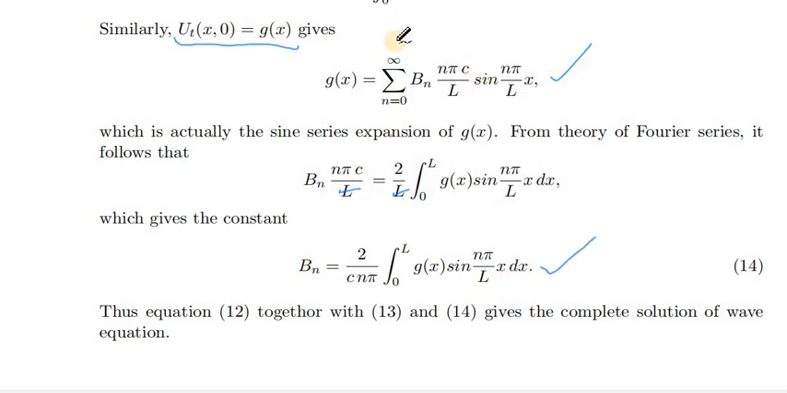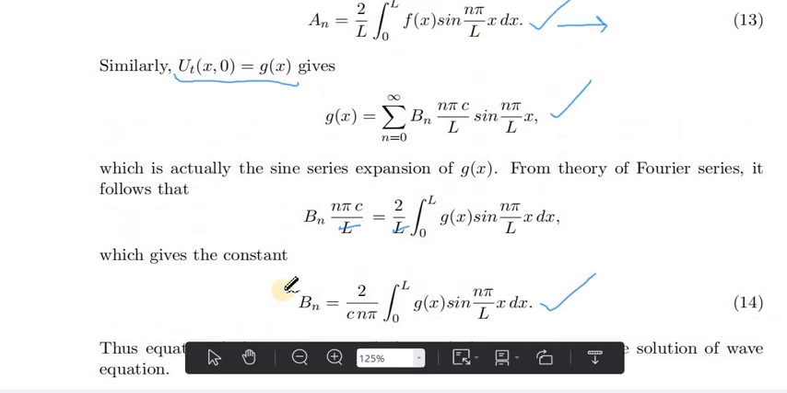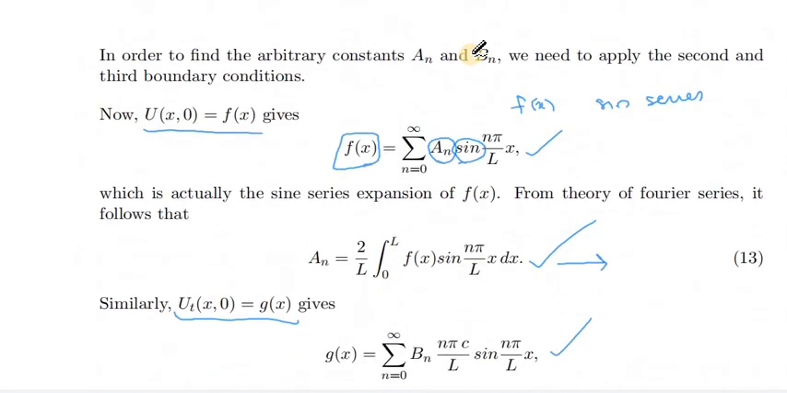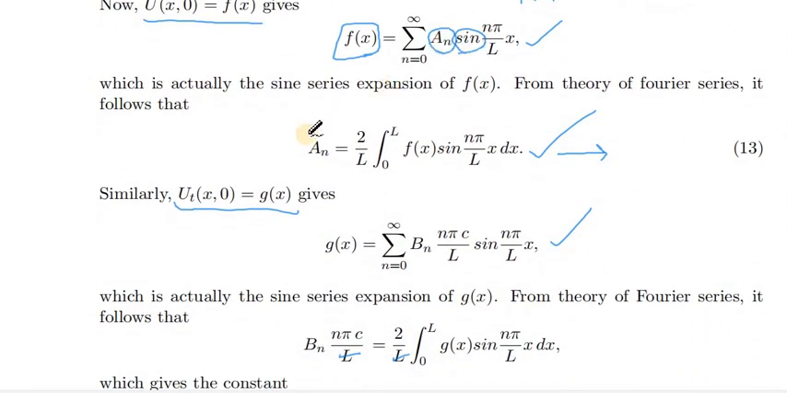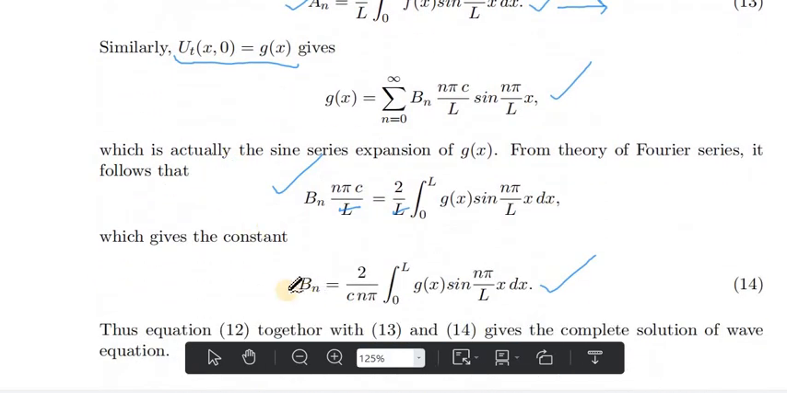So you got b_n as well as a_n. So the equation 12, with a_n equal to that expression using the sine function, and b_n given here, forms the actual solution of the wave equation. a_n equal to this and b_n equal to this. Okay, so that gives you the complete solution of the wave equation. Thank you.